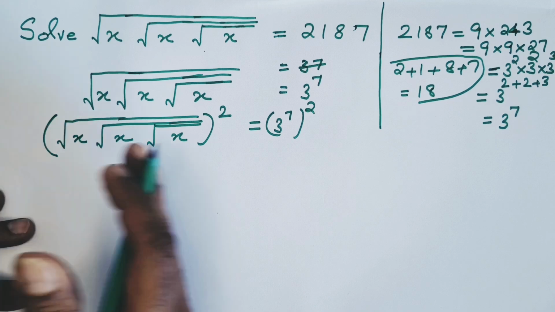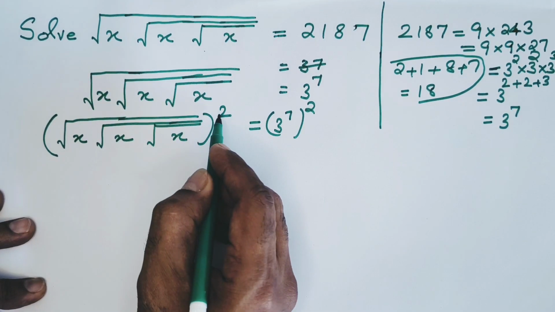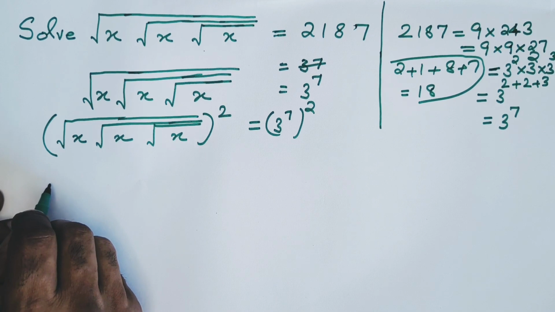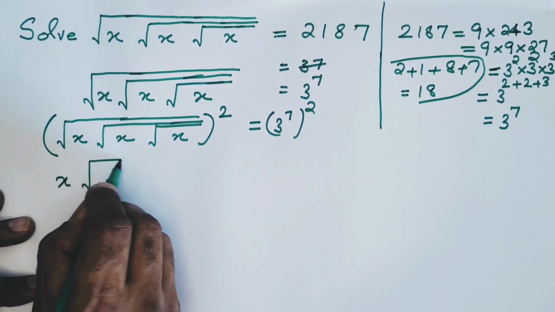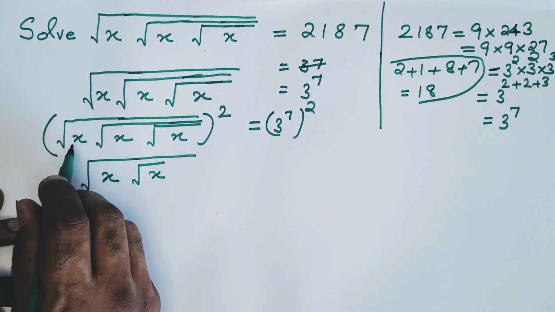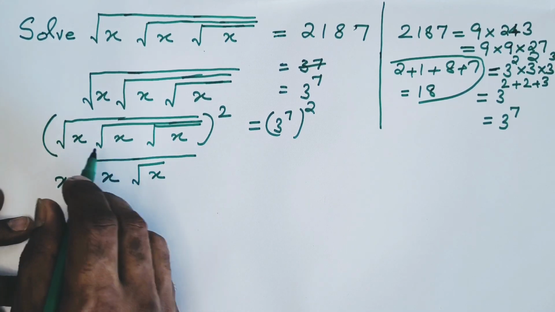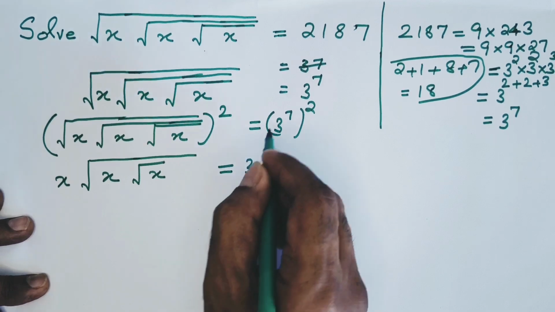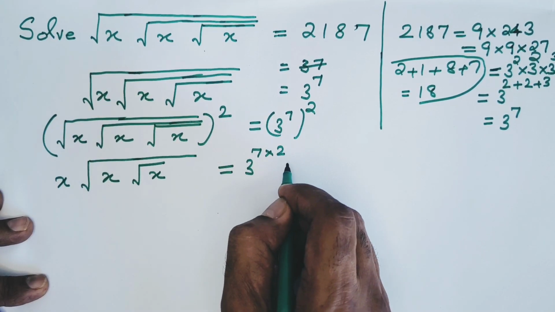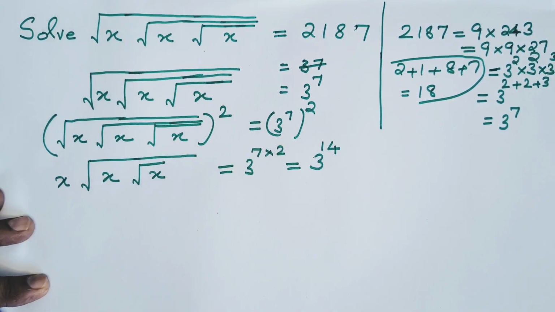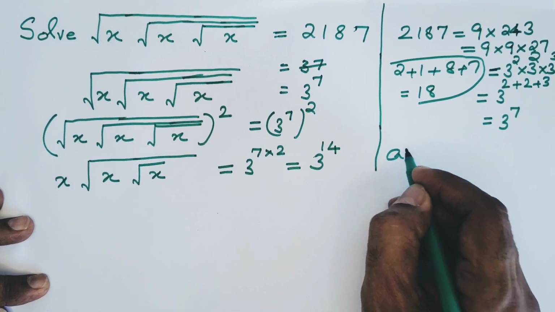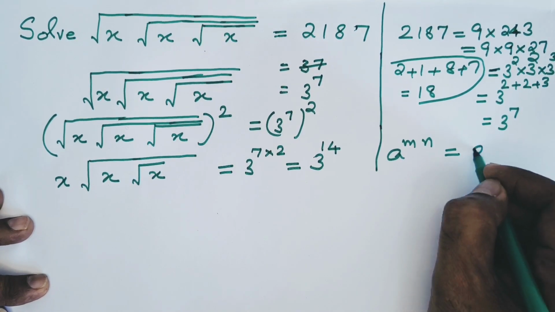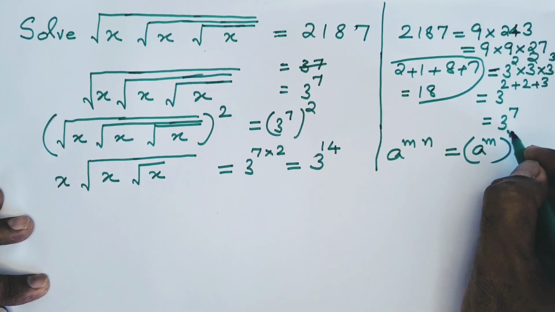Now squaring and square root are inverse operations. So this 2 will cancel out with the square root sign, and you will have x, and this will be there as it is: x times square root of x. So the whole square root is gone, and whatever you have under the square root will come here. And the right side, as you know, 7 multiplied by 2, which is equal to 3 power 14. Now this, as you know, is based on this rule of index: a power mn equals a power n, the whole to the power of n.